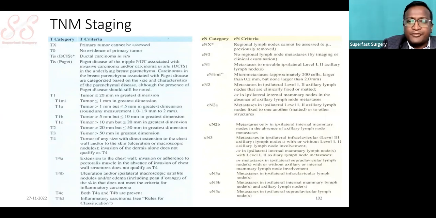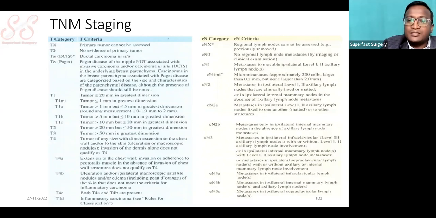Now there are several prefixes before a TNM, that is a small m, large M. What is the difference between small m and large M? What is the difference between small r and capital R? Small m means multifocal, multiple tumors, while small r means recurrent tumor, while capital R means residual disease, how much residual disease there is. Y is for denoting whether the patient has received any systemic chemotherapy or not.